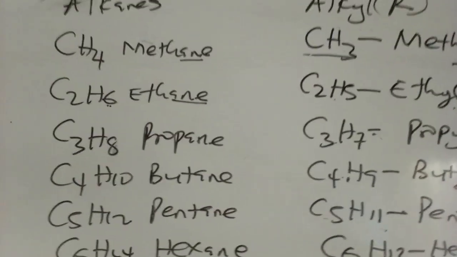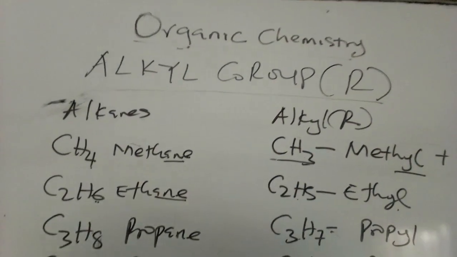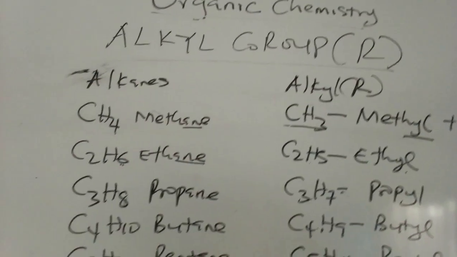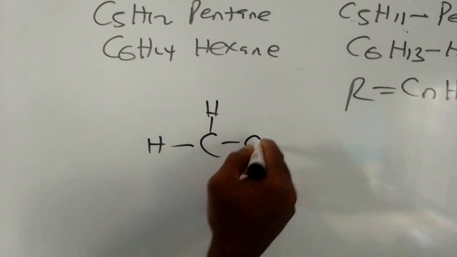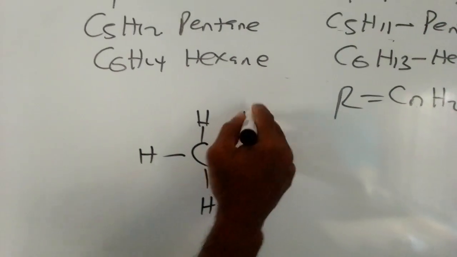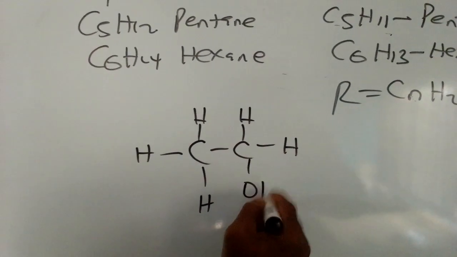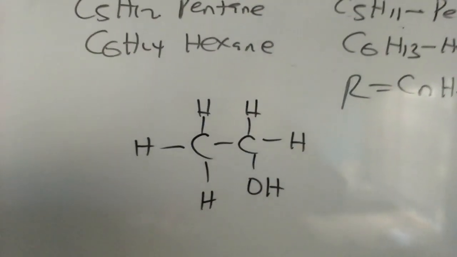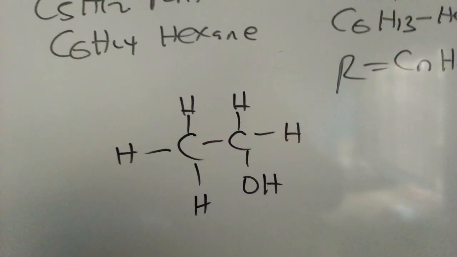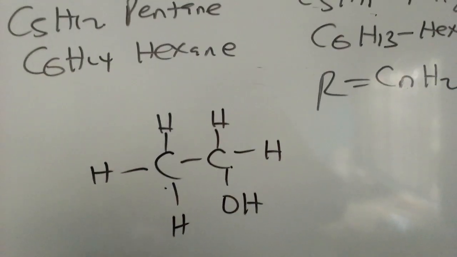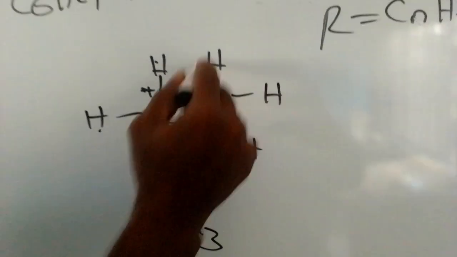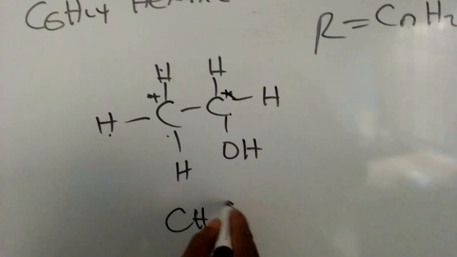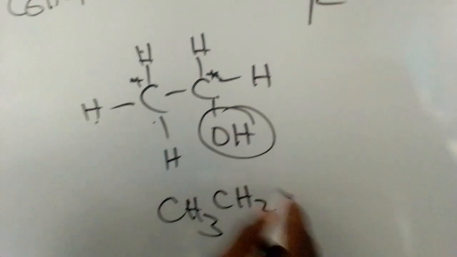So the alkyl group does not stand as a unique compound. It forms part of an organic compound. For instance, let's look at this compound. This compound is an alkanol called ethanol. You look at this compound very well, you can see when we write the condensed form, we'll have CH3, the first carbon taking 3 hydrogen, then the second carbon taking 2 hydrogen, and then OH.